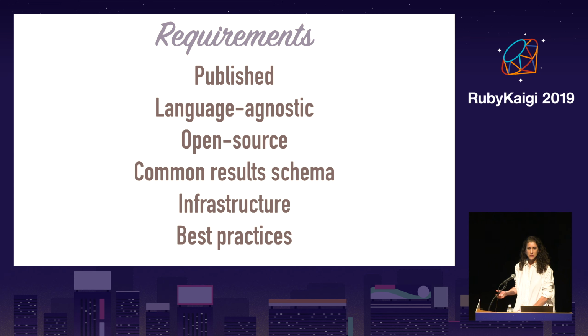It has to be open source because we want to follow the model of the Elasticsearch core team. We want to have a common results schema, and we'll look at that in more detail. That means that when we run these benchmarks and we collect data, we have to be able to index them into Elasticsearch in a consistent way so that we can do querying across time and across languages. It needs to have a defined infrastructure, and we want it to follow best practices.